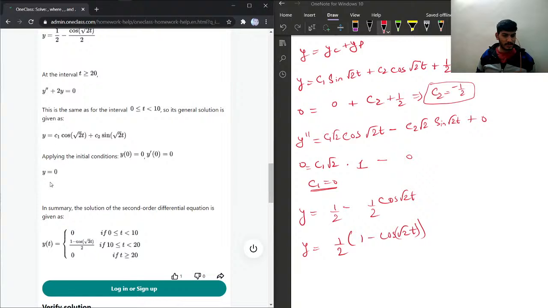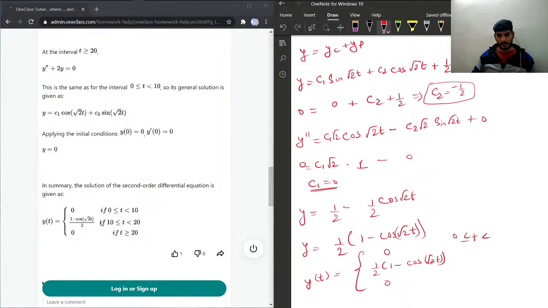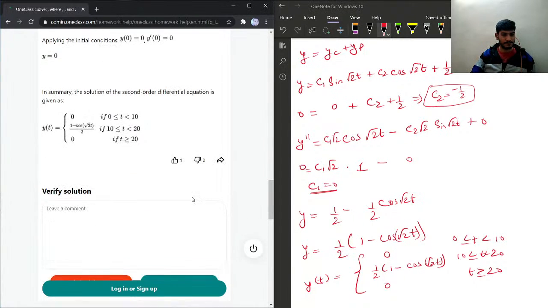and for the last interval again we'll have 0, so I can finally write y of t will be 0, one half of 1 minus cosine of root 2t, 0, where t will be 0 to 10, t will be 10 to 20, and t will be greater than or equal to 20. The solution given here is correct.